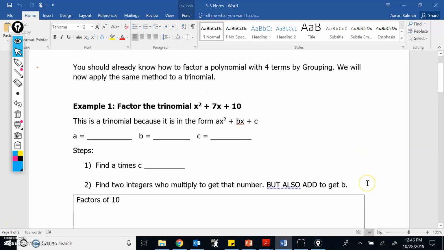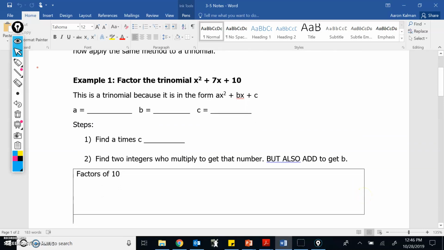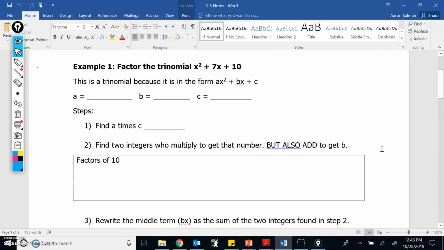In this video, we're going to talk about another way of factoring. We've learned grouping, we've learned GCF. This is factoring trinomials. We're going to do this the similar way that we do grouping. This trinomial, x squared plus 7x plus 10, is a trinomial because it's in this form, ax squared plus bx plus c, where a is a positive 1, b is a positive 7, and c is a positive 10.